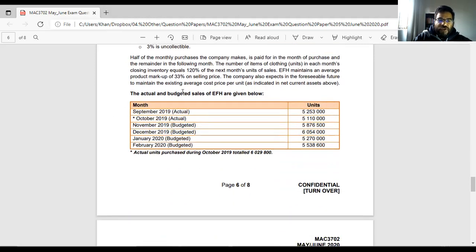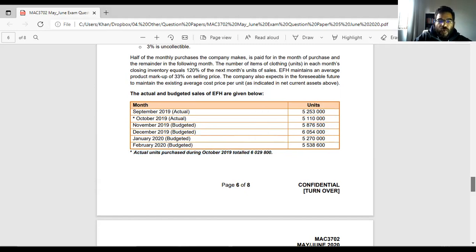They say the actual and budgeted sales of EFH are given below. September, that's the units. October, that is the units. Okay, so this is actual and budgeted sales. November is budgeted, then we have December budgeted sales, January budgeted sales, and February budgeted sales. These are all units, so just take note of that. Then they say actual units purchased during October 2019 totaled that amount, 6 million.